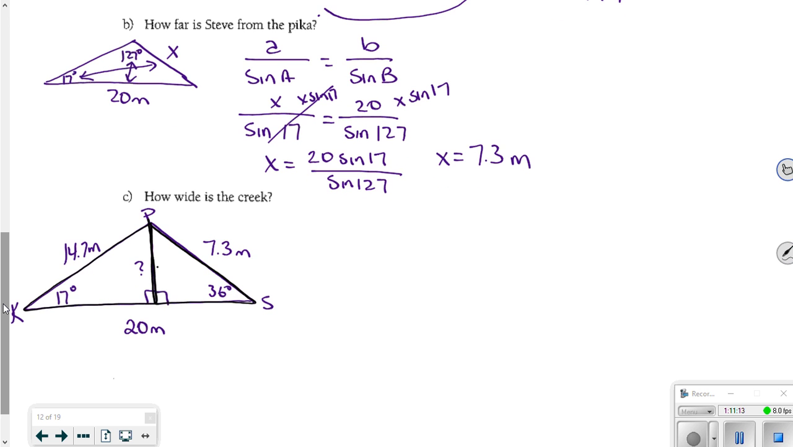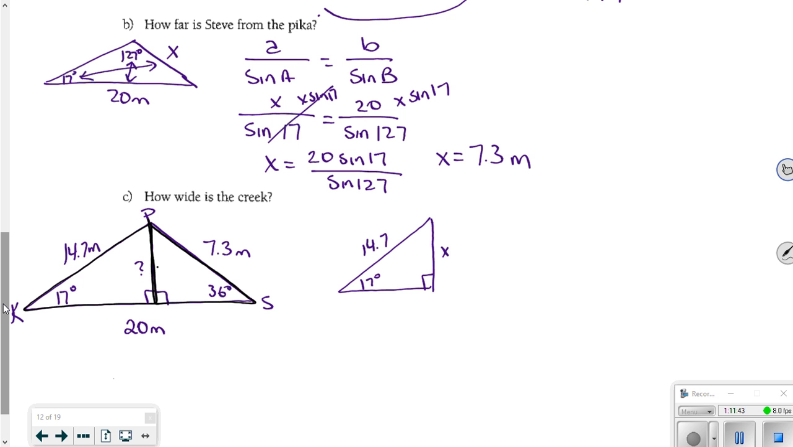We can't use the 20, because the 20 again is for all the way from Kat to Steve. We don't know how much of that is on either side. I'm going to do the 17 and the 14.7 side. So the triangle I'm using is 17 degrees, 14.7. This is the side I want to solve for.